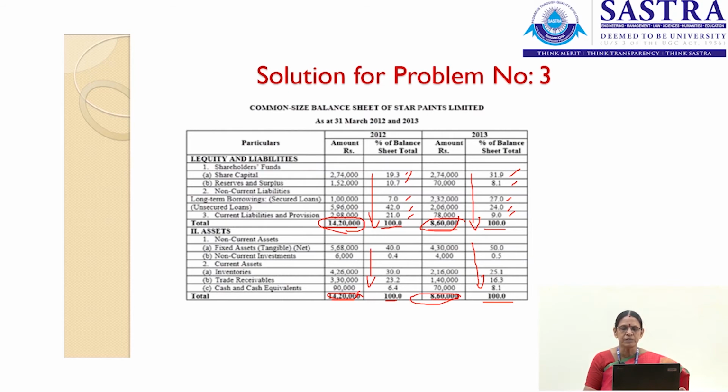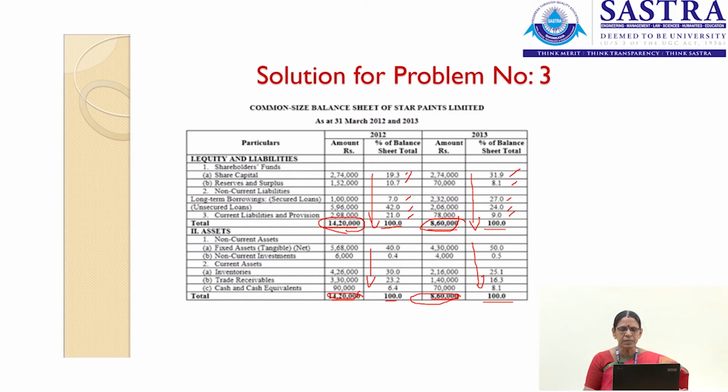Again 10.7 is decreased to 8.1. Why these changes are made is only because of the changes in your total balance sheet. And again you have long-term secured loans as 27%. We have an increase. And again we have a decrease in your unsecured loans and we have a decrease in your short-term borrowings. So the secured long-term borrowings are increased.